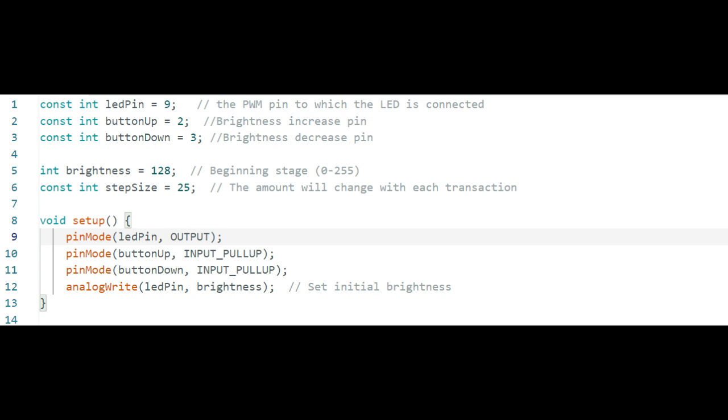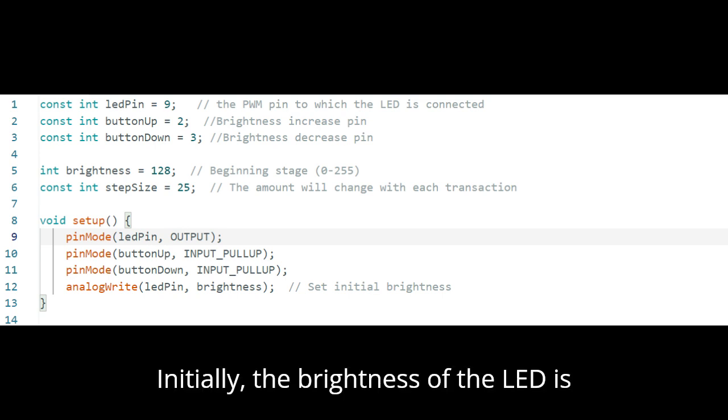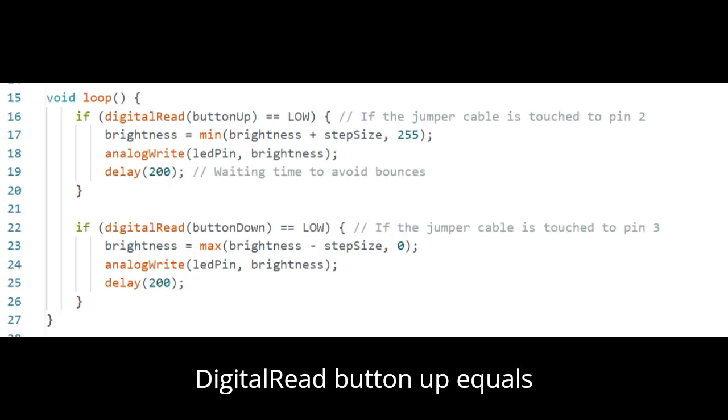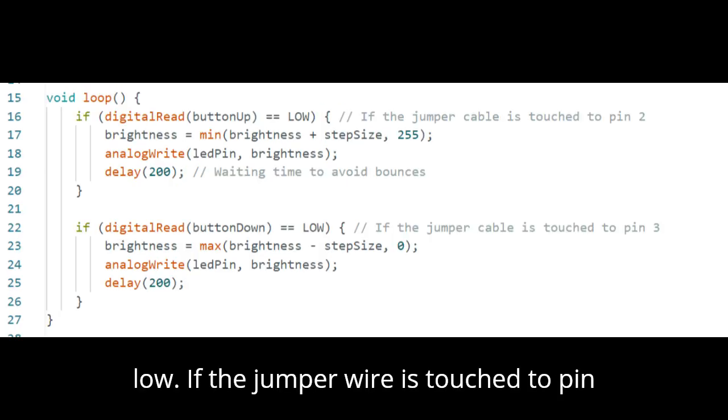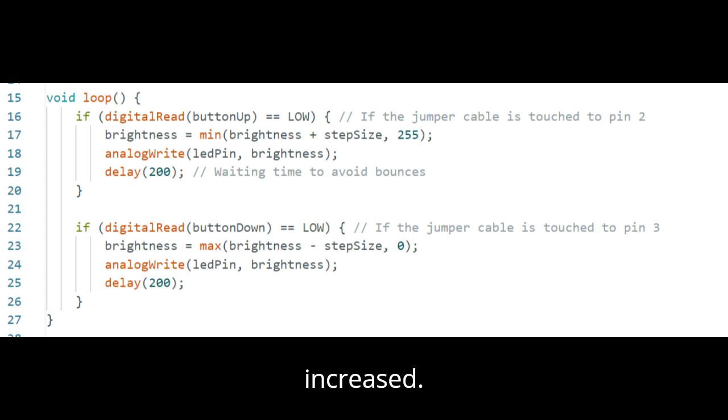Inverse logic. analogWrite, LED pin, brightness. Initially, the brightness of the LED is set to 128. digitalRead, button up, equals LOW. If the jumper wire is touched to pin 2, it is low, and the LED brightness is increased.